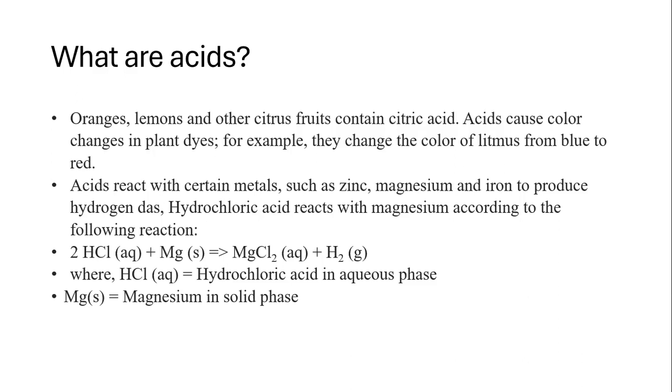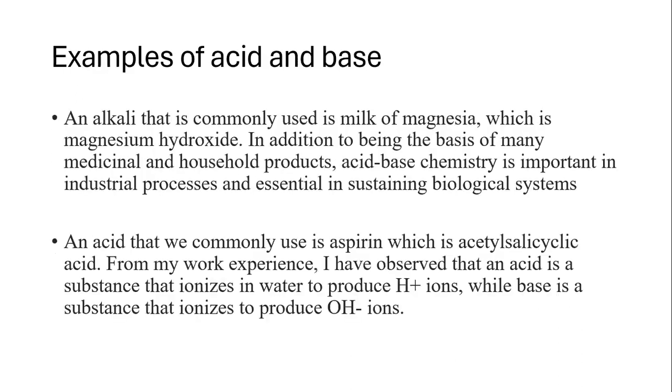Hydrochloric acid reacts with magnesium according to the following reaction. So, 2 moles of HCl, or 2 molecules of HCl, react with 1 atom of magnesium solid to form magnesium chloride in aqueous form and hydrogen gas. Here, HCl (aq) is hydrochloric acid in aqueous phase, meaning it is mixed with water, and Mg (s) is magnesium in solid phase.